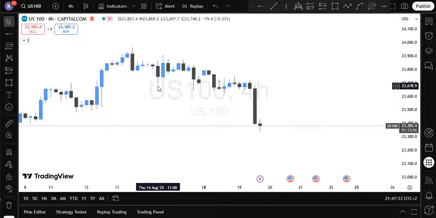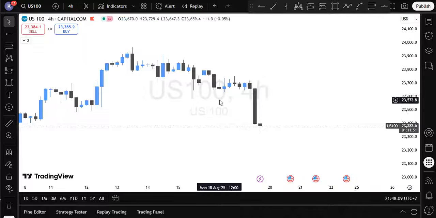Let's get it. So today we are looking at Nasdaq 4 hours time frame. I'm going to show you how you could have caught this beautiful sell right here using the CRT plus inside bar model. You understand? So let's get into it.